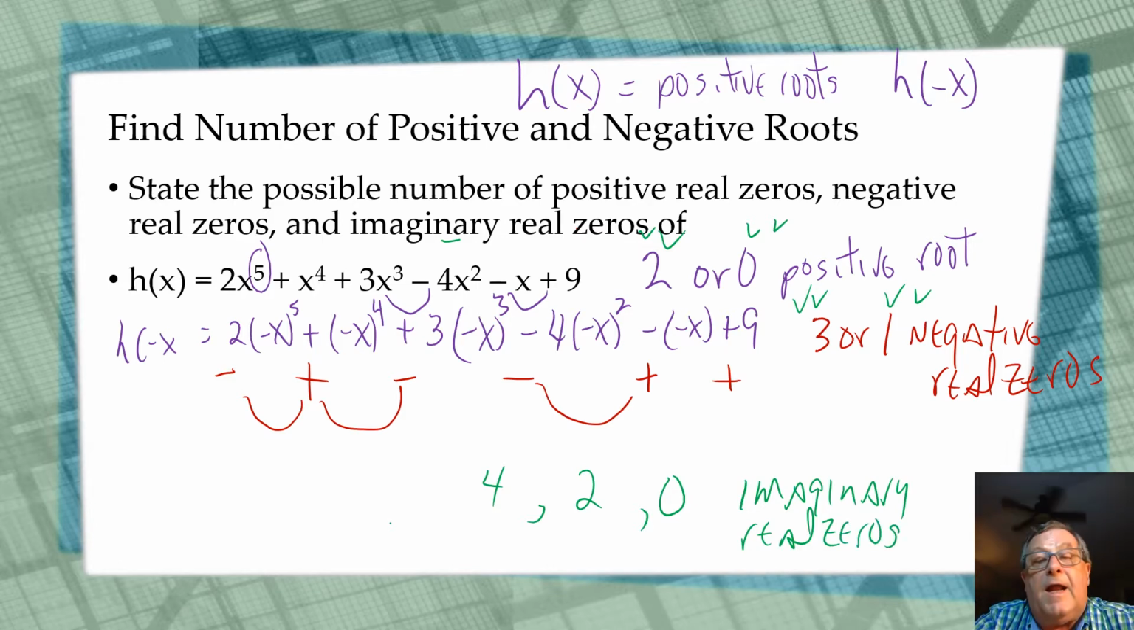Now, fortunately, they didn't ask us to factor that and find the zeros, but later they will. So here again, what's the recap? I could have 2 or none positive real roots. I might have 3 or 1 negative real zeros. And then I could have either 4 or 2 or 0 imaginary zeros. And all of that I could determine using Rene Descartes' rule of signs.